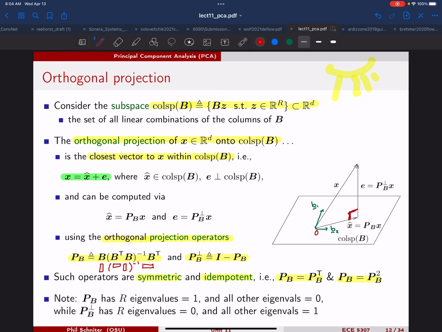And this projection matrix looks like this. This is something that shows up in a lot of other contexts, so it's a very important concept. And then we also have the projection error, which is orthogonal to the subspace. If you'd like to compute the projection error, you can multiply x by a different projection matrix, which is P_B perp. So it's I minus P_B. And these matrices have the important properties that they are symmetric and they are idempotent.